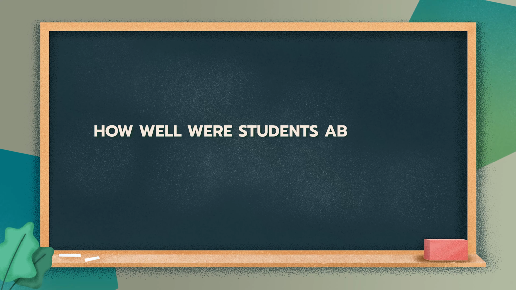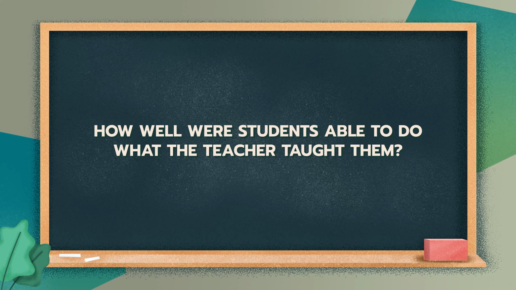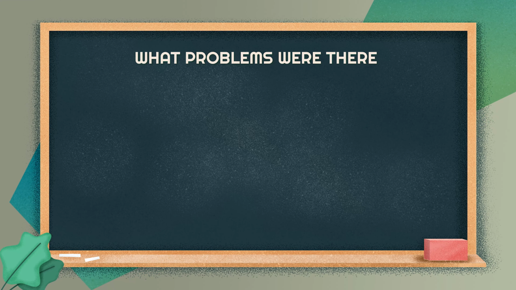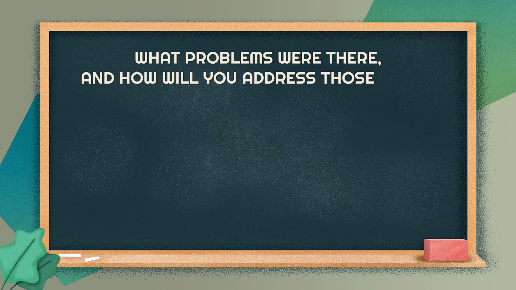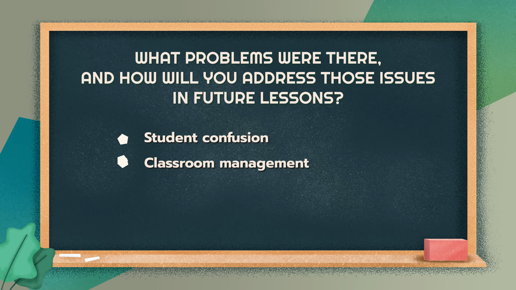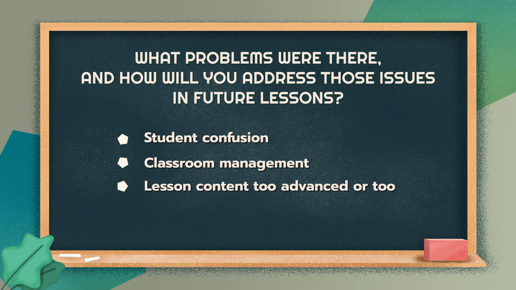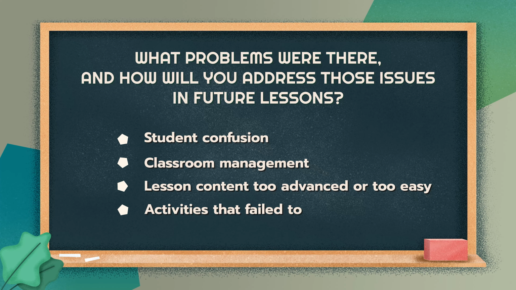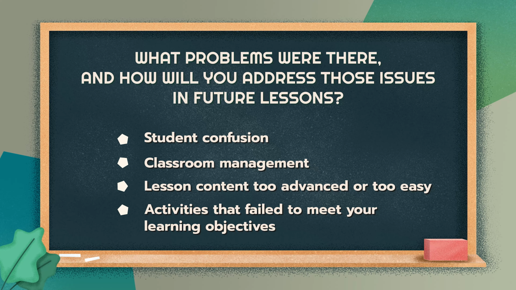How well were students able to do what the teacher taught them? You can assess them using quizzes, homework assignments, projects, and tests. You could also observe them during the production stage of the lesson as an opportunity to assess your students' progress. What problems were there, if any, and how will you address those issues in future lessons? Student confusion, classroom management, lesson content too advanced or too easy, activities that fail to meet your learning objectives.